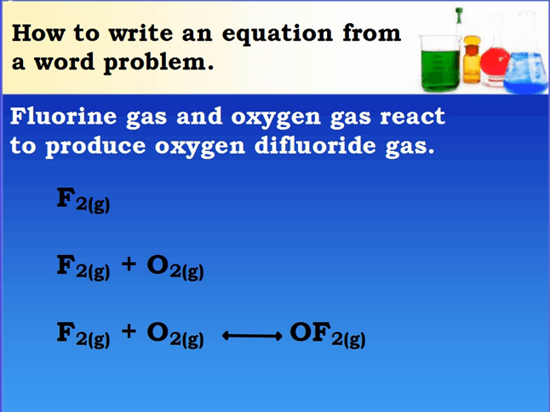So when we write this equation, we know that fluorine is a diatomic molecule, and we know that oxygen is a diatomic molecule. So the proper way to write it is, first we have fluorine gas. We make it diatomic, and we have the g as a subscript. Then we write fluorine again with the g as a subscript, and oxygen, which is also a diatomic molecule, as well as a gas.